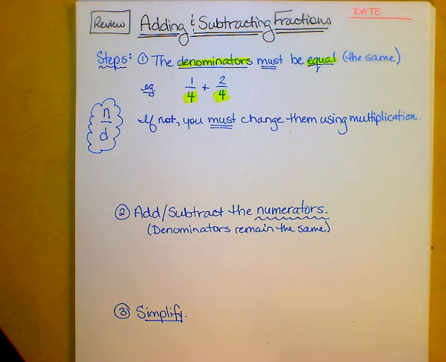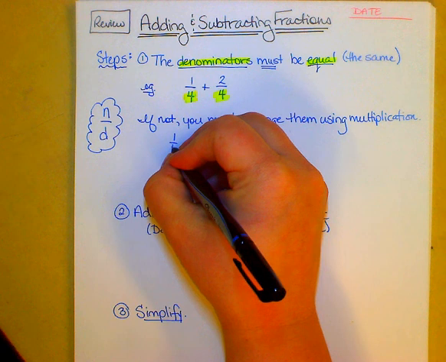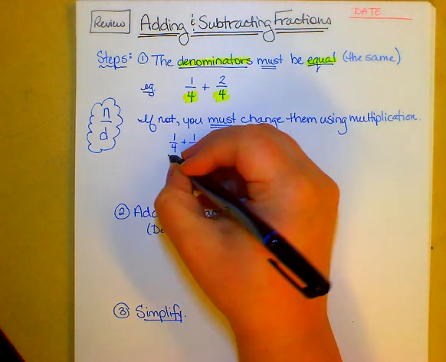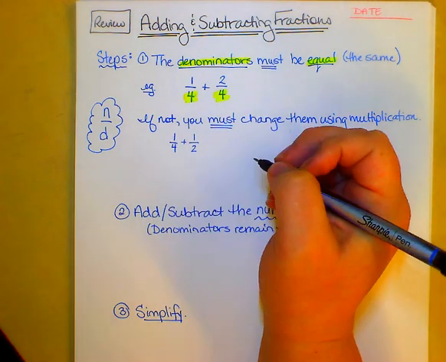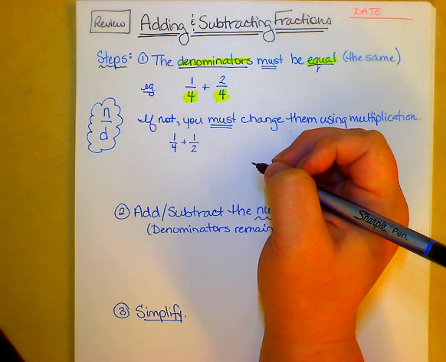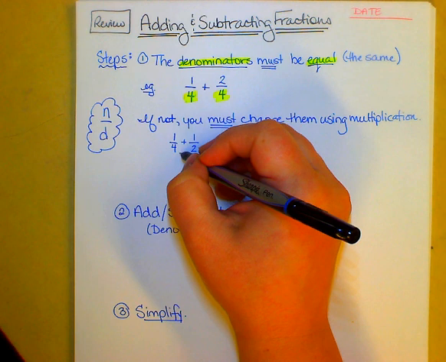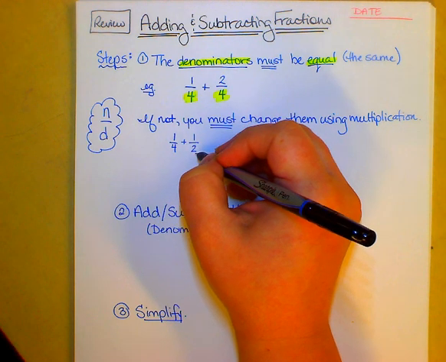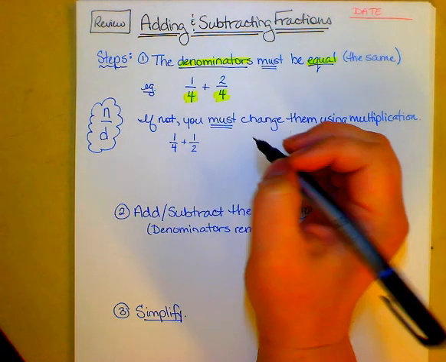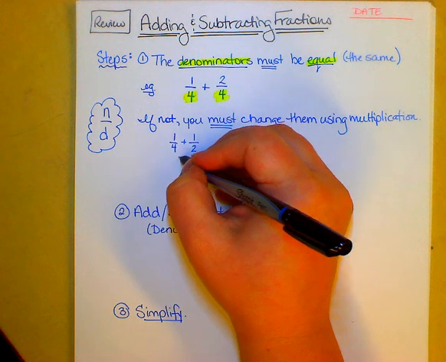Sometimes you'll have different denominators. So I might have 1/4 plus 1/2. I have a 4 and a 2 as my denominators. I have to find a common denominator, meaning I have to find a common multiple of these two numbers. So something that 2 goes into and something that 4 goes into. Well, luckily with this one, 2 goes into 4. If I multiply 2 by 2, I get 4.